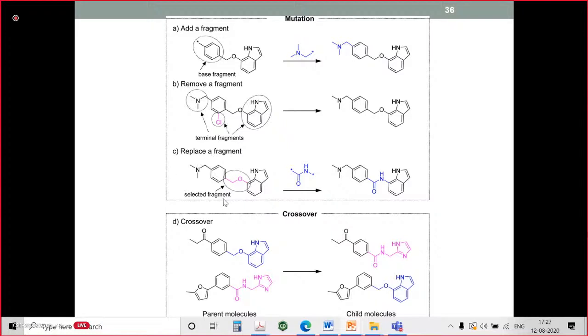Also, you can replace the linker between the two rings. So this is an ether linker, and you can replace it with an amide or a similar kind of linker. So it means that this is totally mutation, where you will be changing a particular fragment with another one.